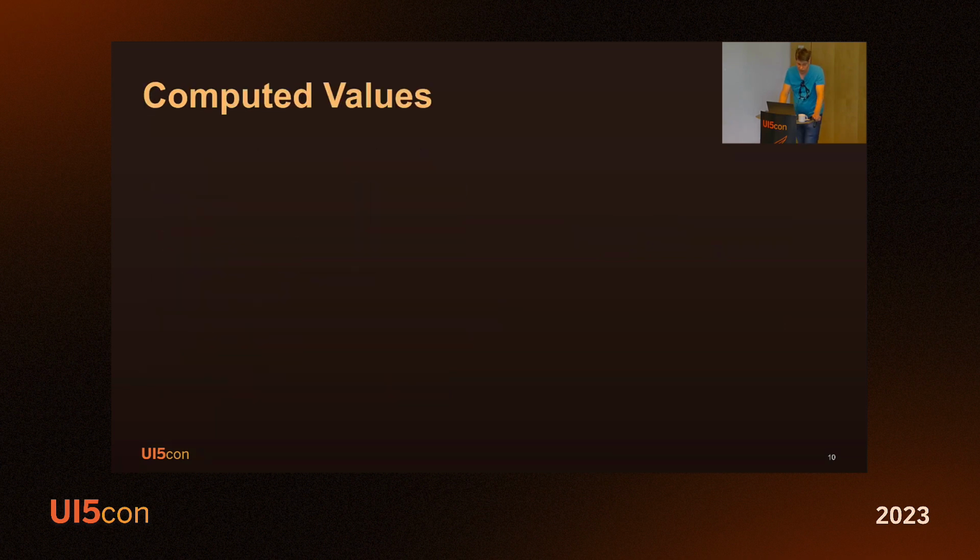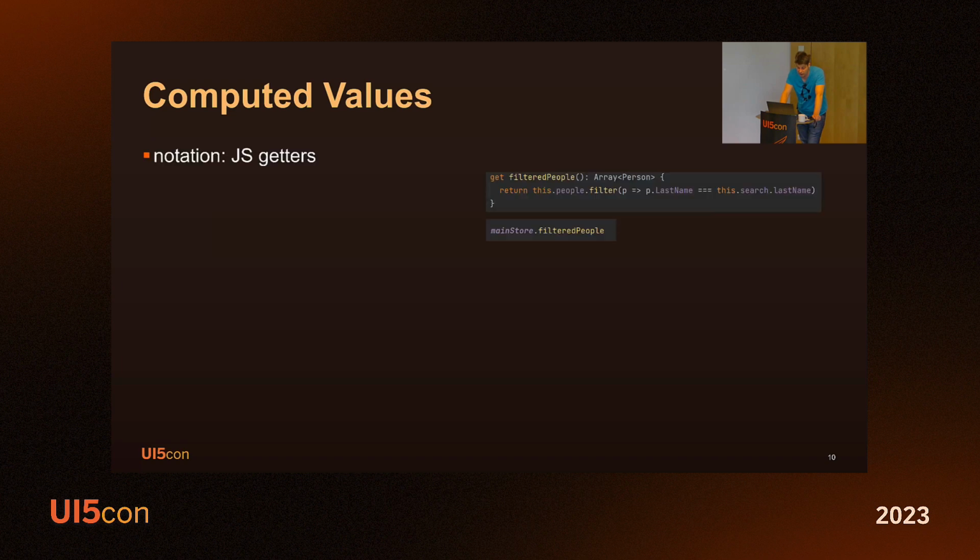Last but not least, we have computed values. Computed values are derivations, as we have learned. You write them as JavaScript getters. This would be a better example here on the right-hand side. With computed values, it would be extremely easy to implement something like client-side filtering. In this example, you can see we're filtering the people on the basis of the search form. And that's it. That's a computed value. And because it's a JavaScript getter, it just looks like a normal property.